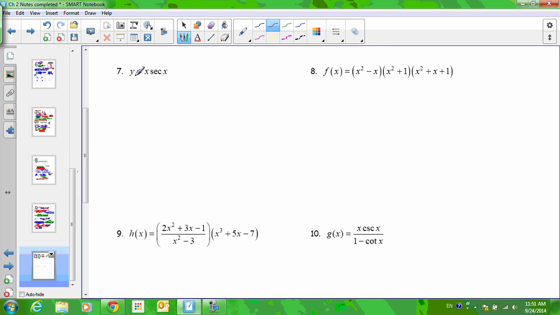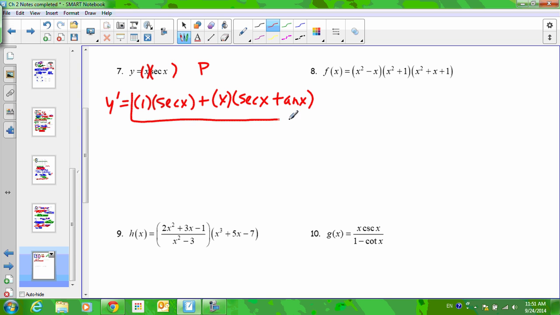Okay, number 7. If you don't have parentheses, put them in. This is a product rule, and so we are going to first just take the derivative of the first item times the second item plus just write the first item. And so this is why this is here, because we didn't know the derivative of secant before, but now we do know that it's secant x tan x. And that's it. That's your answer.